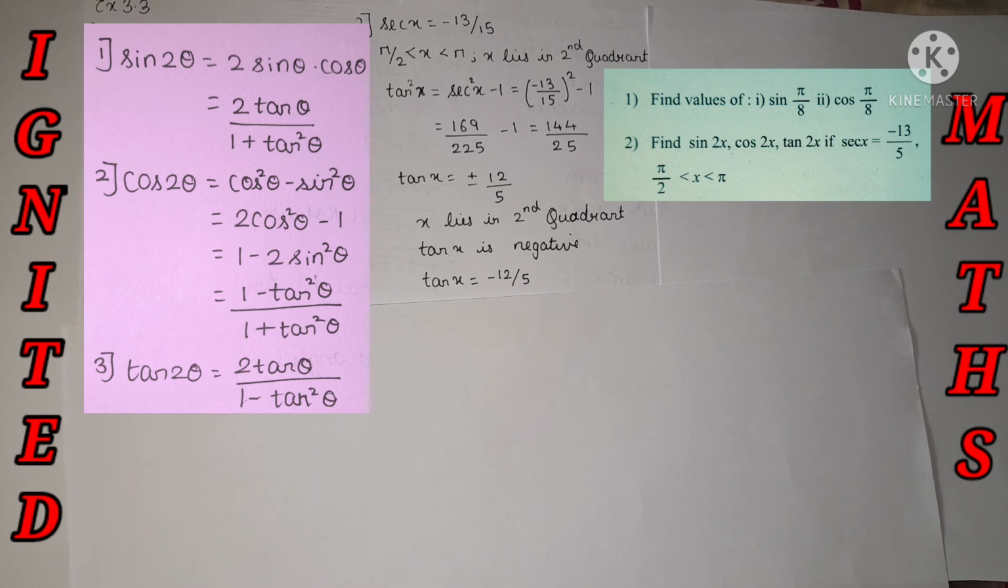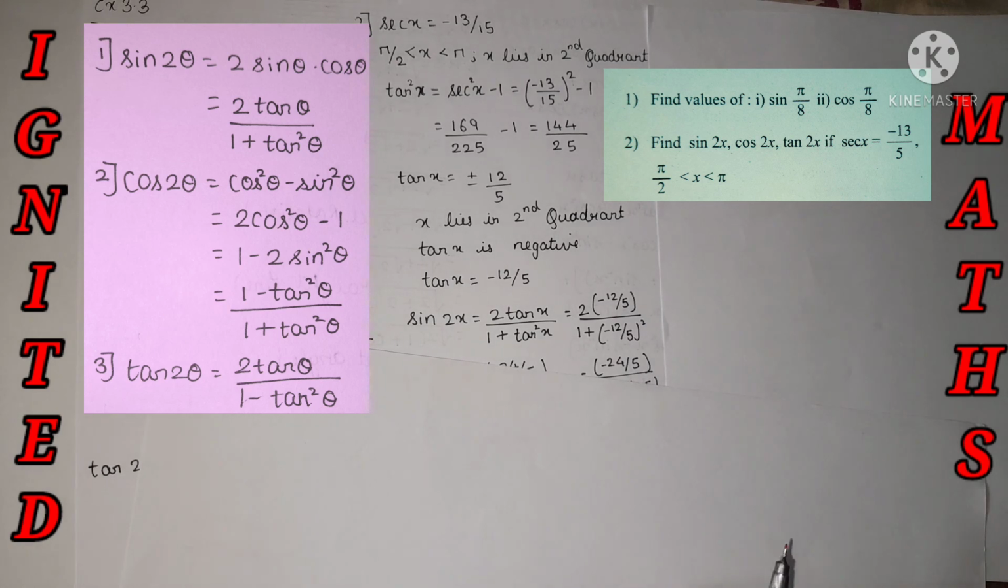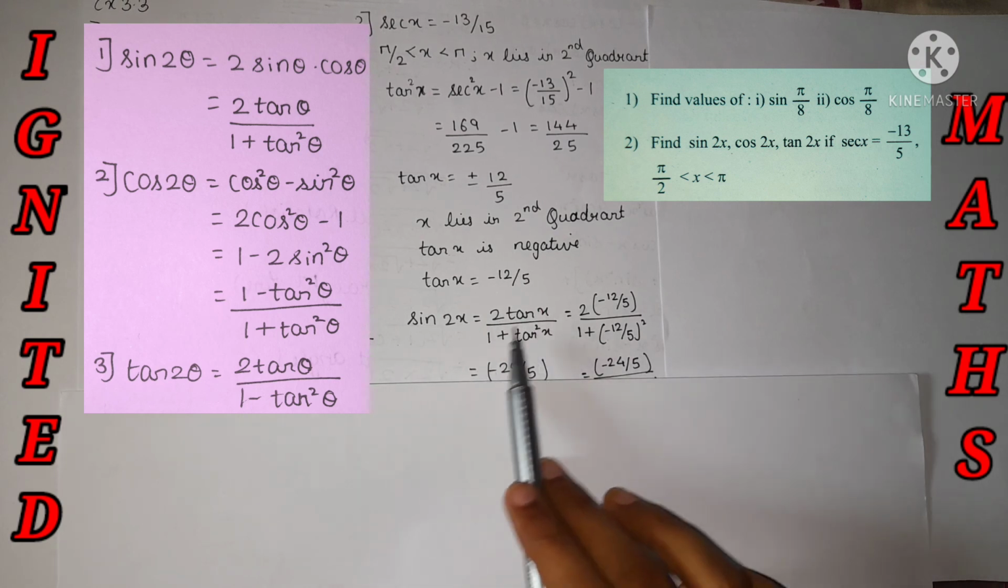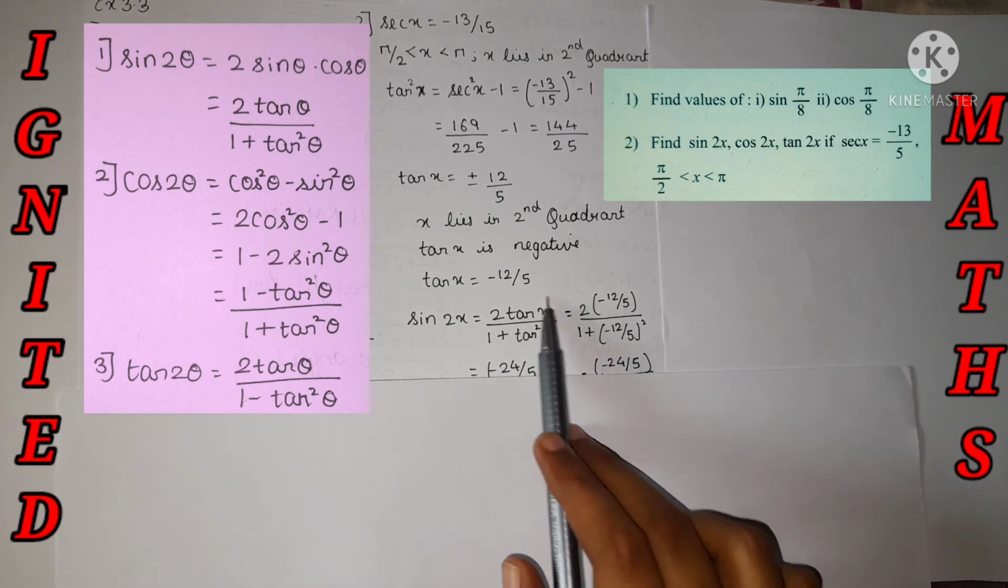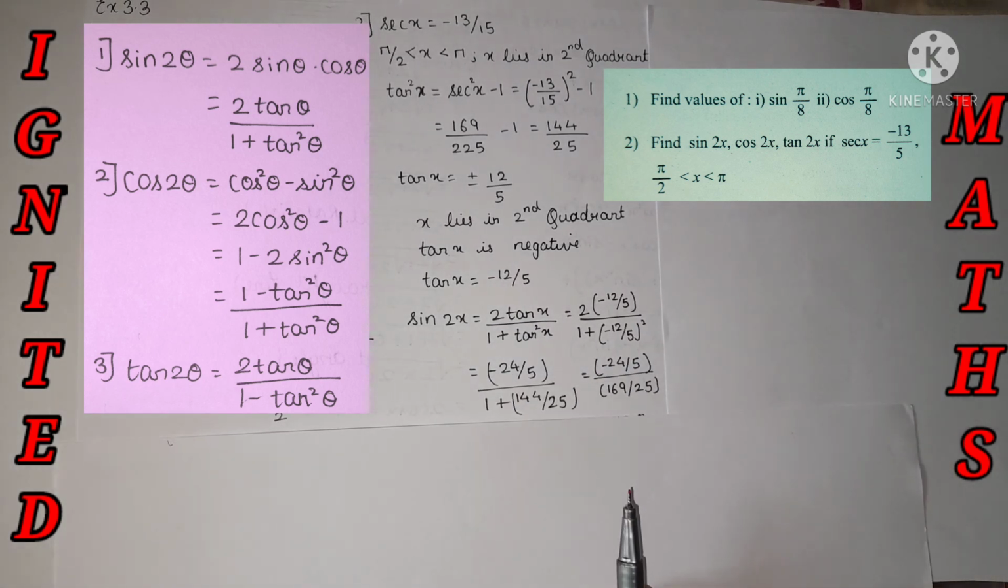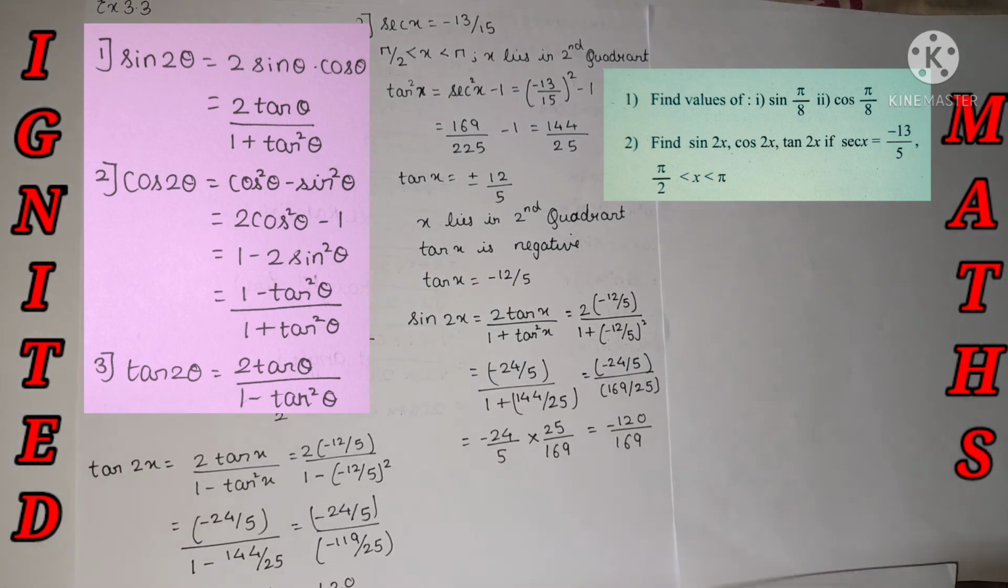So with the help of tan theta, we can find the required content according to the given question. Just put the value accordingly. Sin 2x is nothing but 2 tan x divided by 1 plus tan square x. We know the tan value, just put the value and we will be getting the answer, which is nothing but minus 120 by 169.